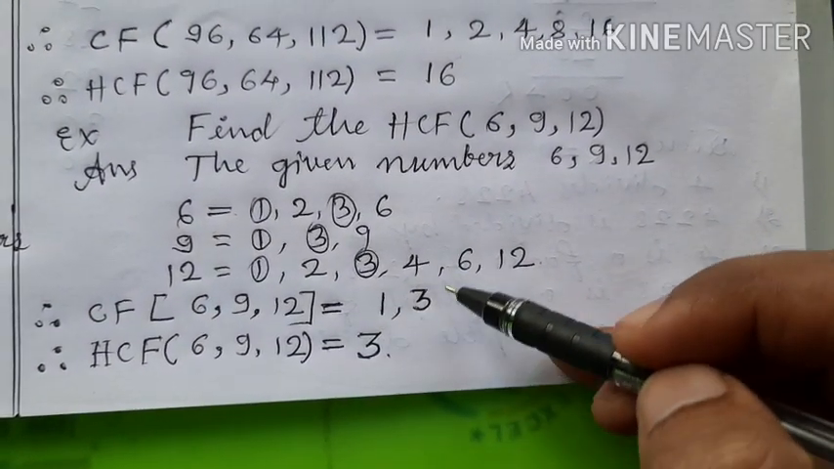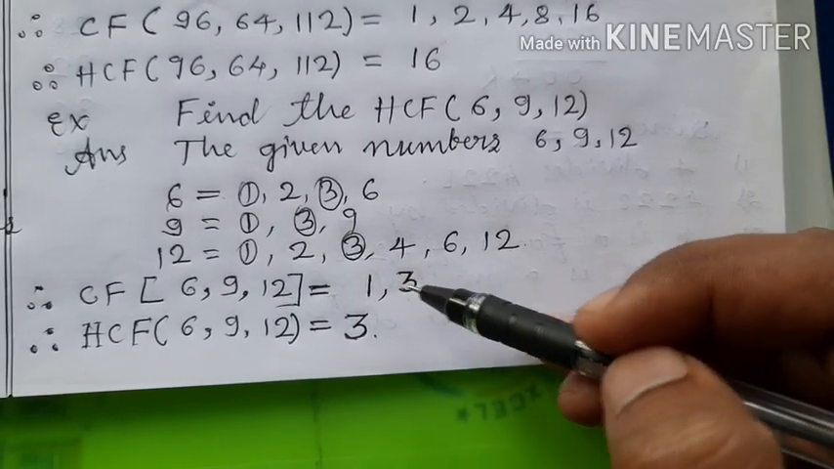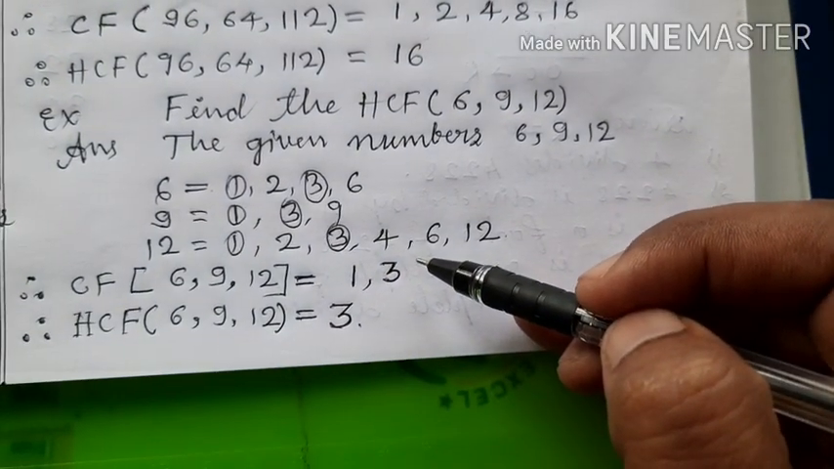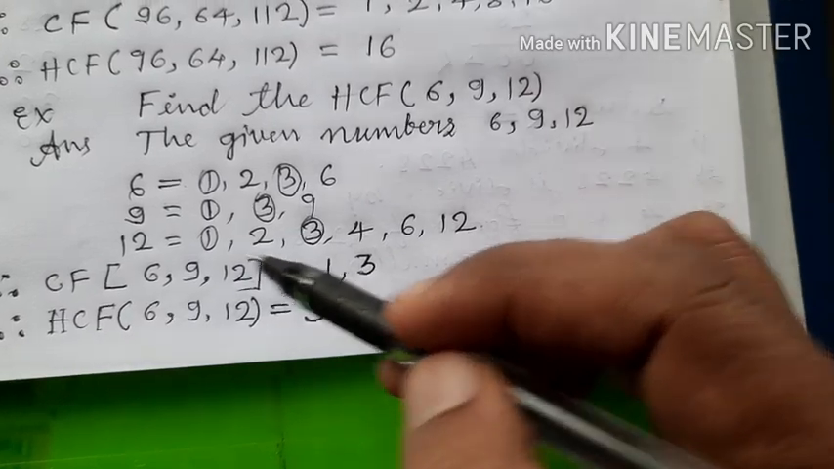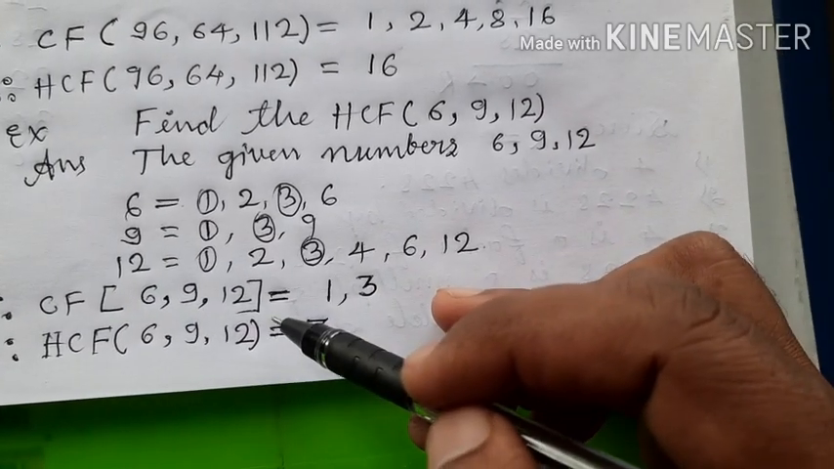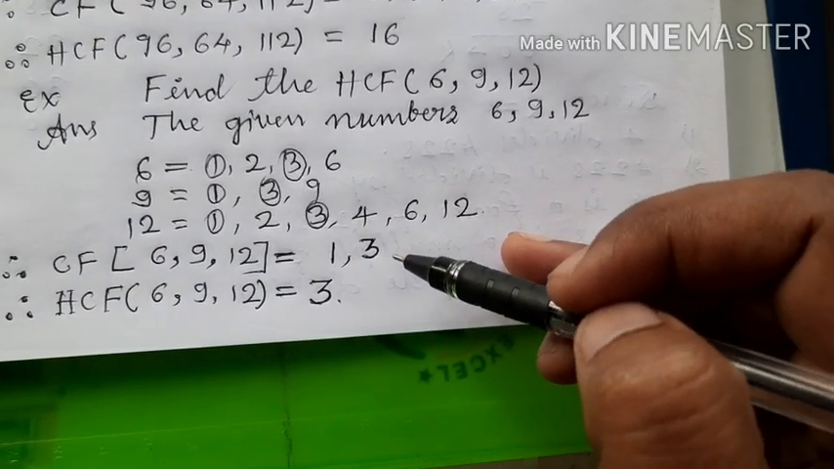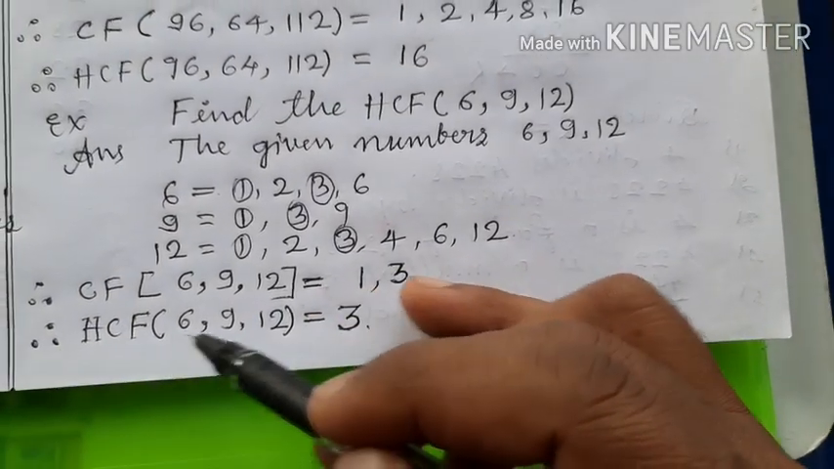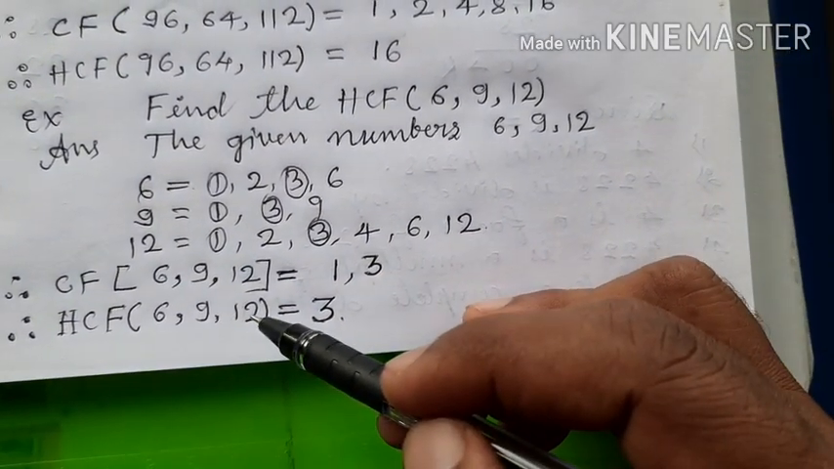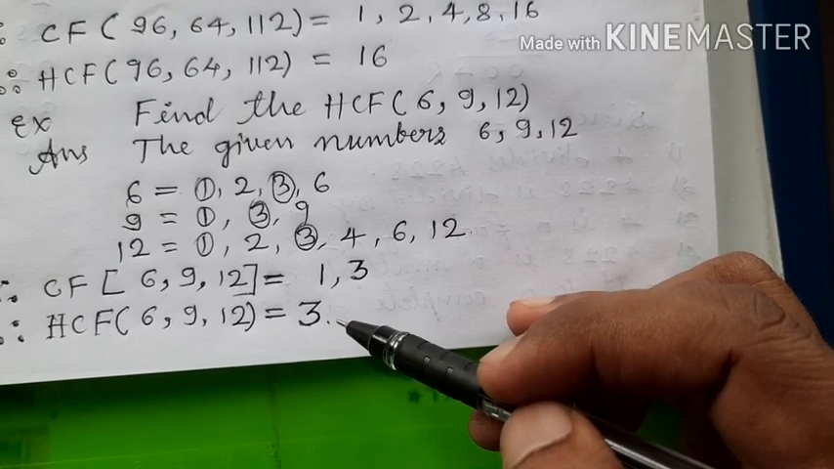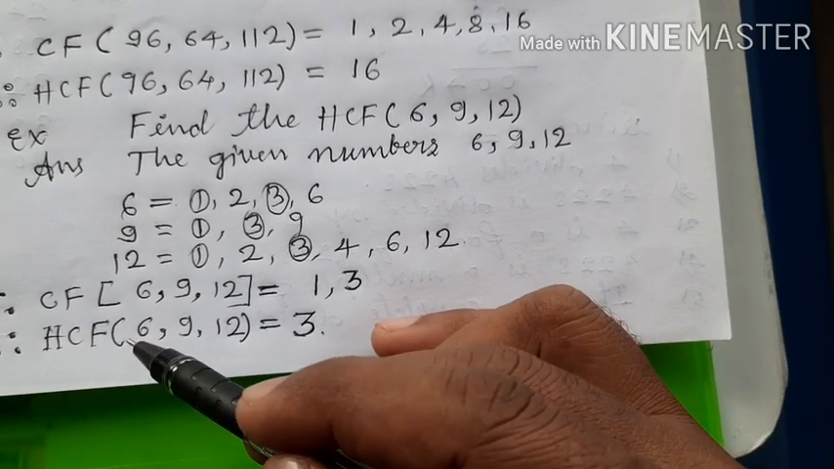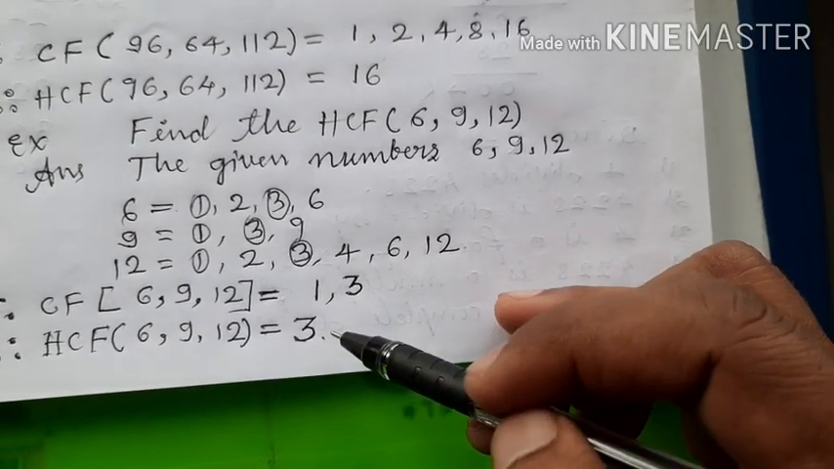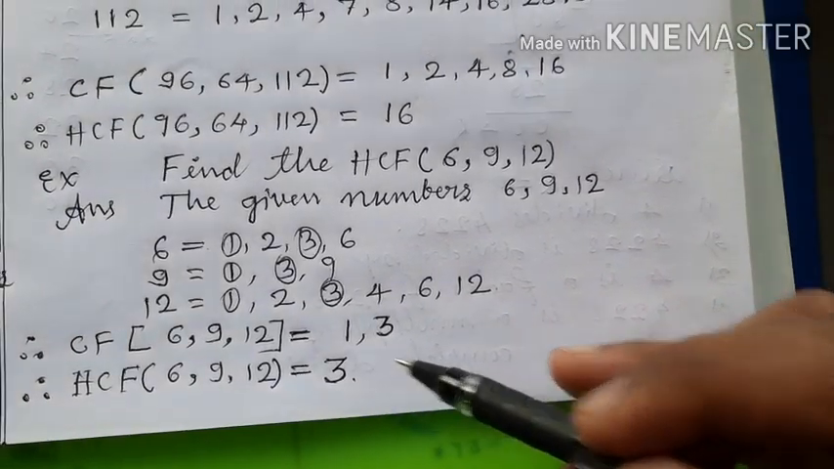But among the two common factors, which is highest common factor? 3 is common factor of 6, 9, 12 also. 3 is highest also. That is why the highest common factor of 6, 9 and 12 is equal to 3. And even the GCD of 6, 9 and 12 is also 3. Is it clear?